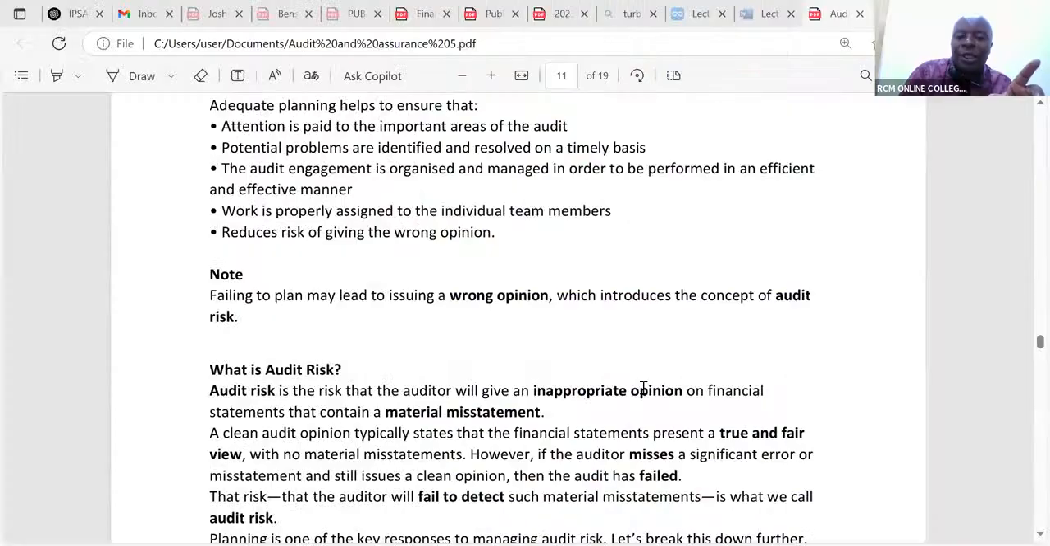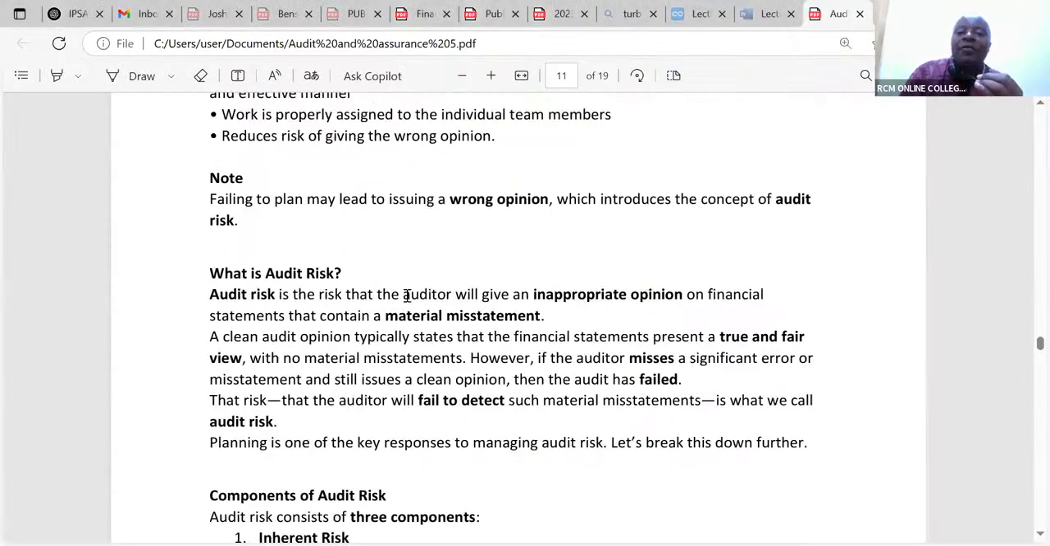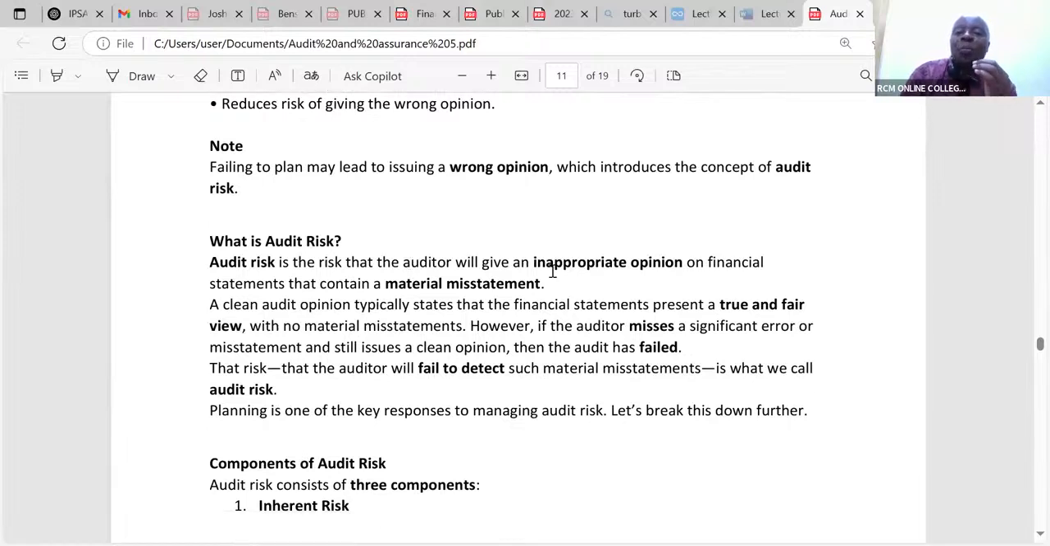So what is audit risk? Audit risk is the risk that the auditor will give an inappropriate opinion on financial statements that contain a material misstatement. I repeat, it is the risk that the auditor will give an inappropriate opinion on financial statements that contain a material misstatement.